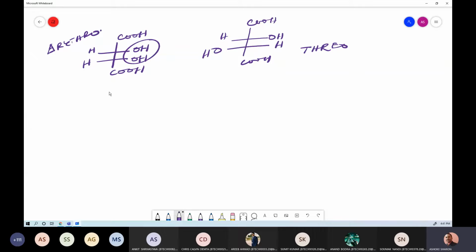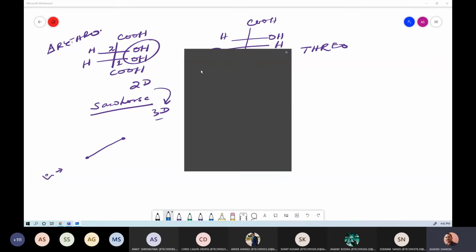So next, how can we convert this into a 3D projection formula? That is the second step. Suppose this number is 1, this number is 2. Suppose we want a Sawhorse projection formula, so we want to convert 2D to 3D. How can we do it? In the Sawhorse projection formula, first we draw carbon 1 and carbon 2. Because this is a three-dimensional formula, we would like it to look like this. And then your CHO is actually downside.